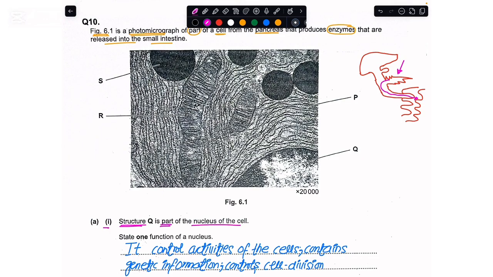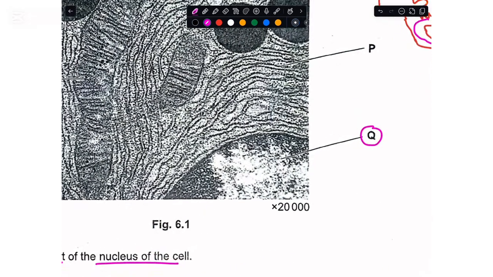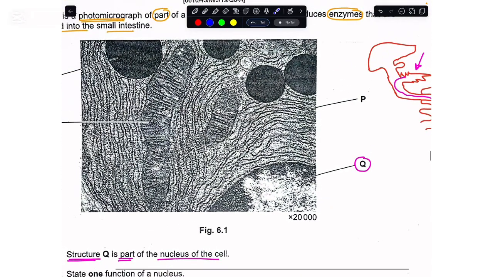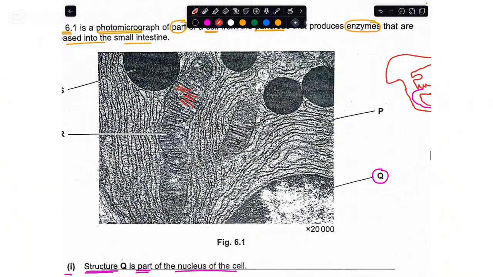Now, if we look toward the first part A, they say structure Q is part of the nucleus of the cell. So here you see they have given you the Q, and this is showing you some part of the nucleus. So this part right here is indicating the nucleoplasm of the nucleus. And here is a sausage-shaped organelle, where we have the presence of membranes like this. So this identifies this part labeled R as the mitochondria.